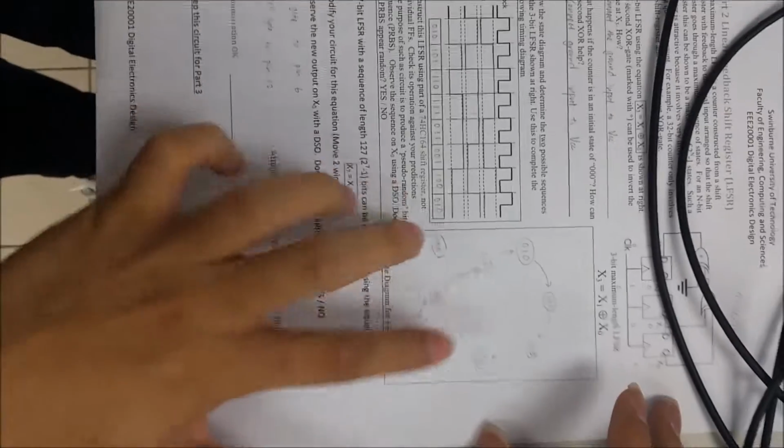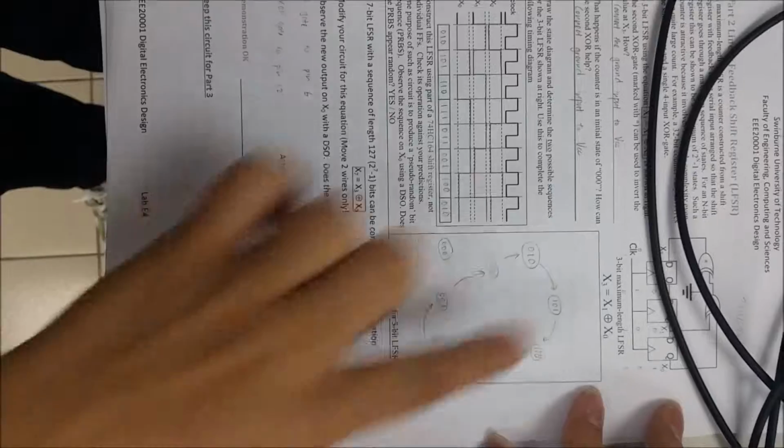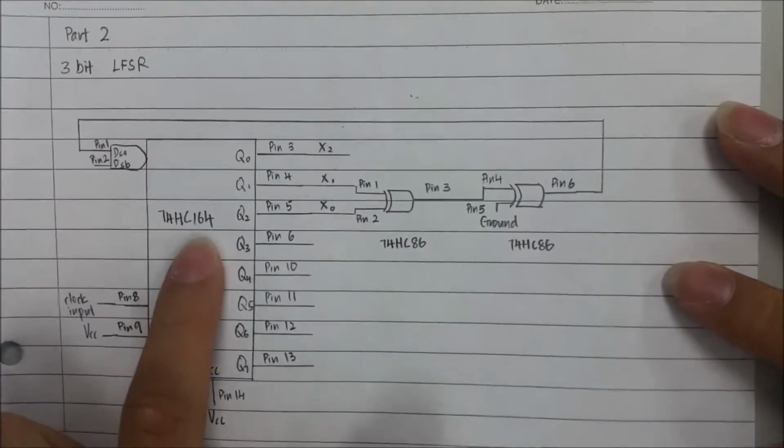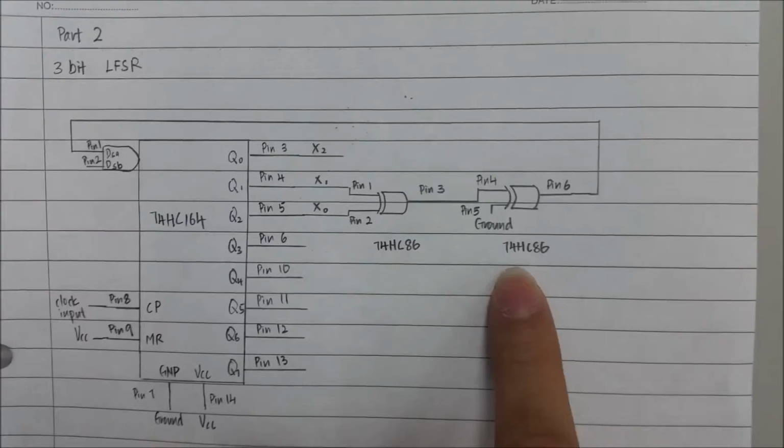This is the state diagram, in which 000 loops into itself, and another one is this state diagram. This is our schematic, a 3-bit LFSR. This is 74HC164. This is 74HC86. This is our circuits.